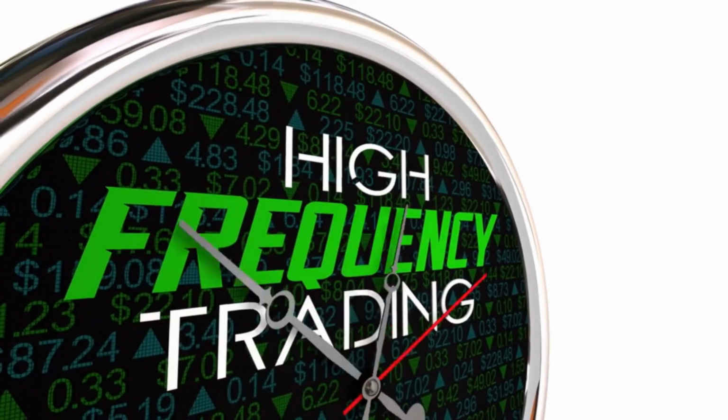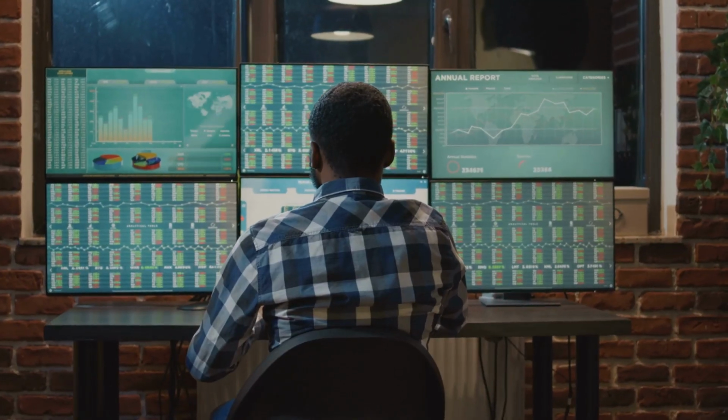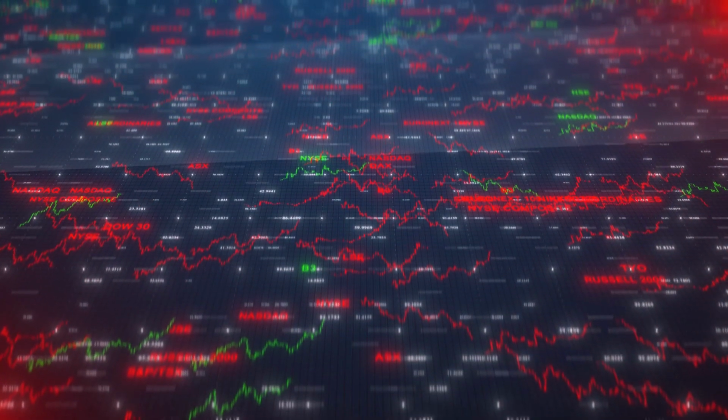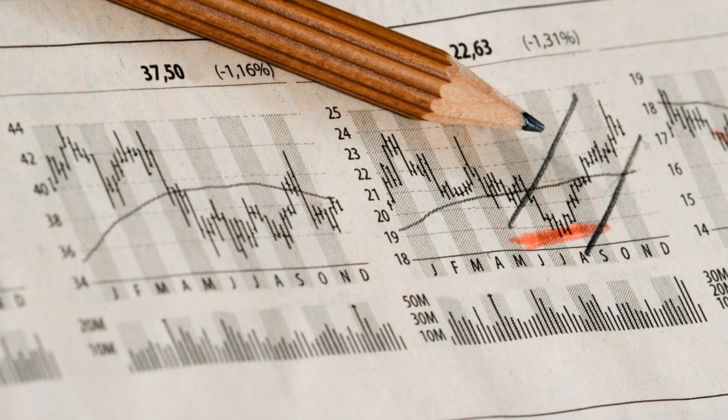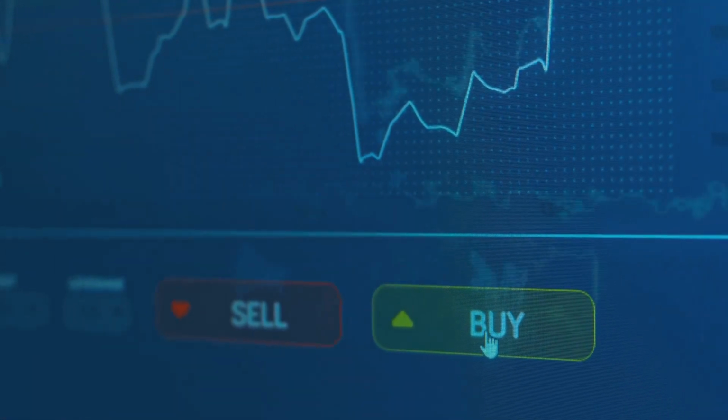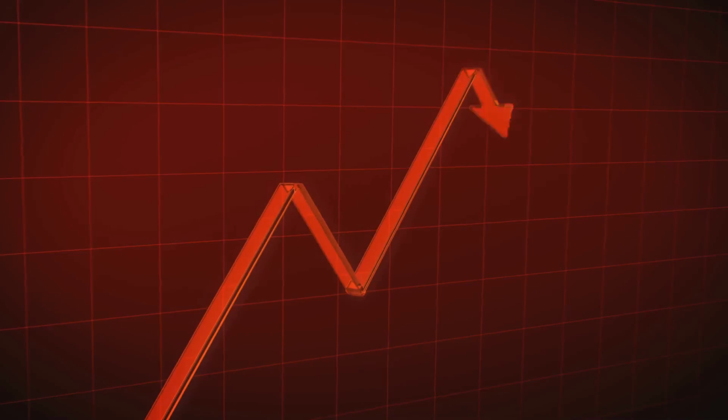The stochastic is great for timing entries and exits within your trading plan. It highlights when price may be stretched too far in one direction. Now let's see how the RSI works on the same XYZ Corp chart. Apply the RSI with a 14-period setting and watch for moves above 70, overbought, or below 30, oversold.